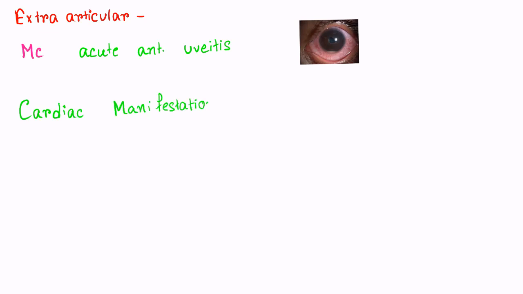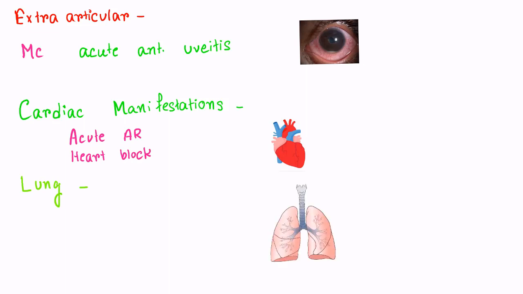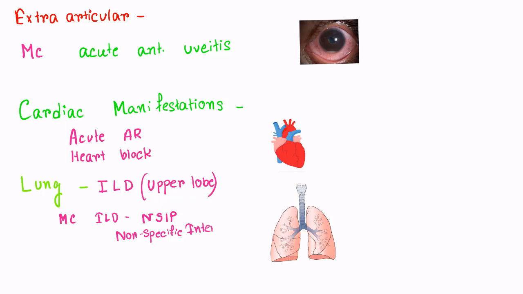The cardiac manifestations are acute aortic regurgitation and heart block. Interstitial lung disease may occur, involving mainly the upper lobe. The most common interstitial lung disease is non-specific interstitial pneumonia.